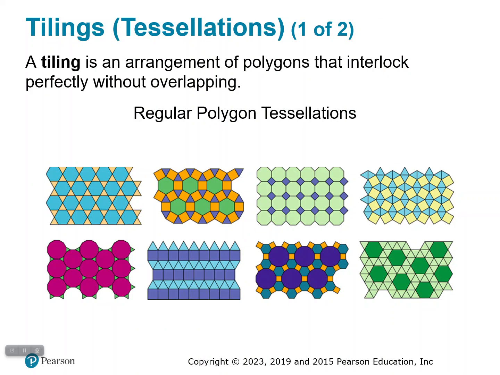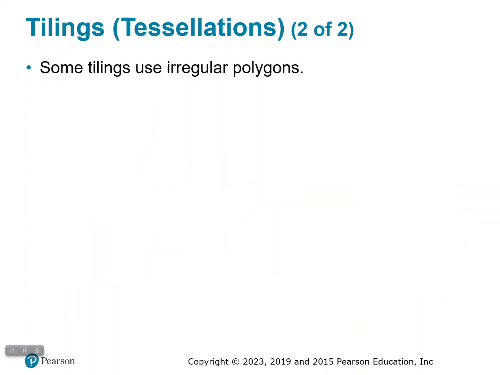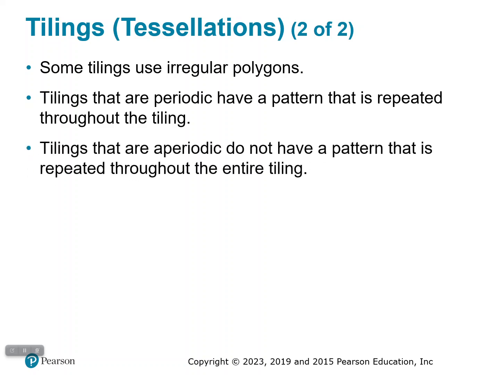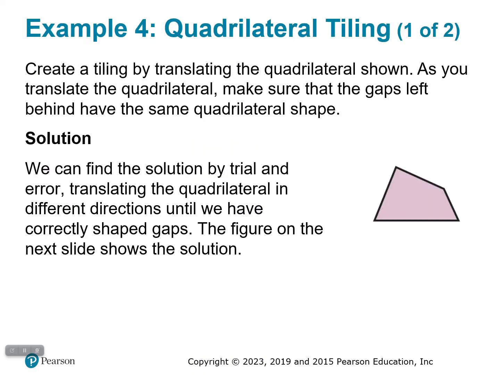A tiling or tessellation is an arrangement of polygons that interlock perfectly without overlapping. And they interlock perfectly. No gaps, nothing like that. Notice these triangles are all uniform. They're all there on purpose. So tilings, this will be one of the projects that you'll be able to do for the fall 2023 class. Some tilings actually use irregular polygons. Tilings that are periodic have a pattern that's repeated, right? Just like repeating fractions are periodic. Aperiodic tilings do not have a pattern that's repeated.